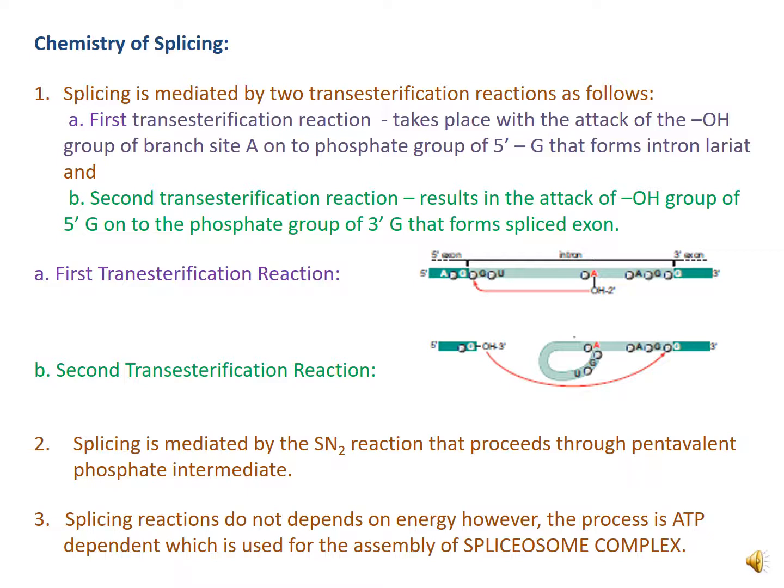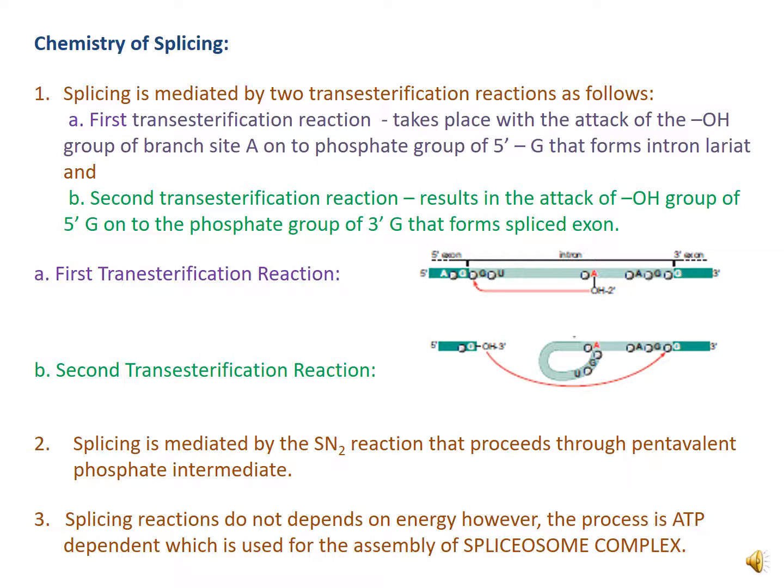So at the end of the two transesterification reactions, the result is the formation of the intron lariat and the joining of the two exons. This whole together comprises the complex process of splicing.